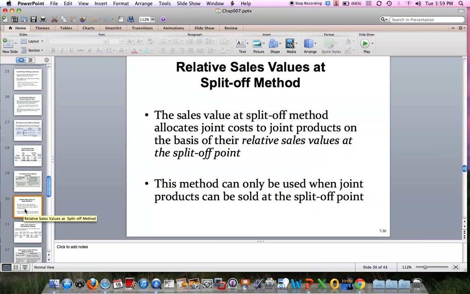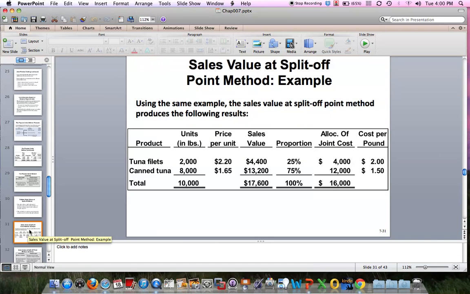Okay, the next method is what they call the sales value at split off method. So remember, we're figuring out what the joint costs are at split off, and so it kind of makes sense to say, well, what's the value of each product at split off? And so the sales value at split off allocates joint costs to joint products based on their sales value at the split off point. So if we have fillets and we have canned tuna, we're going to look at the sales value of each at split off and use that to allocate, okay? Knowing that fillets would have more value and have a higher sales price than canned tuna, and you can see what that is right here.